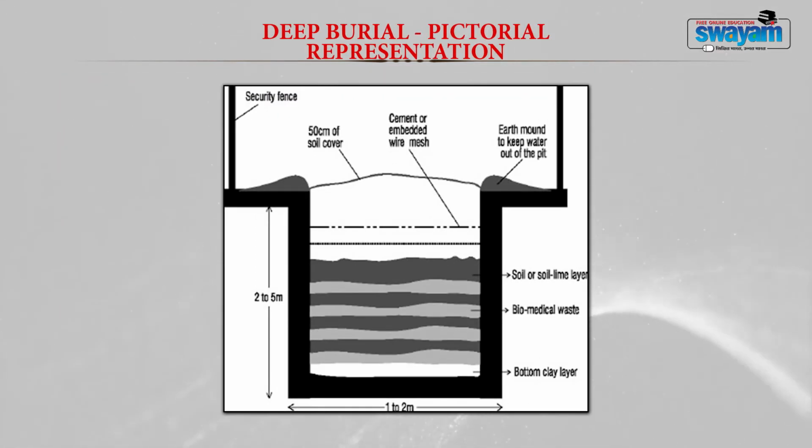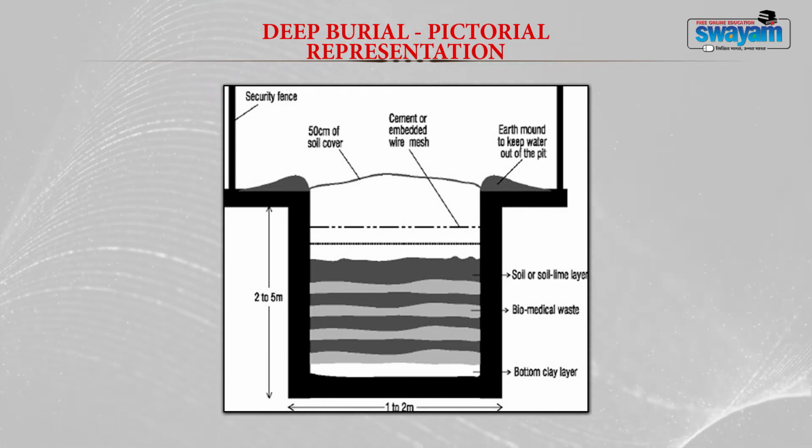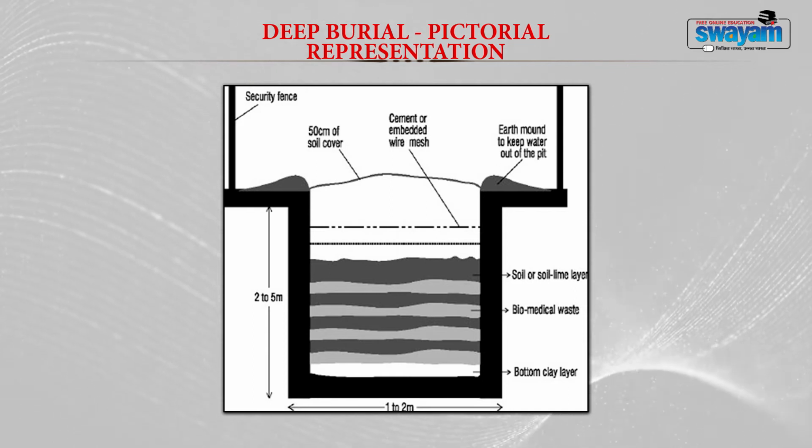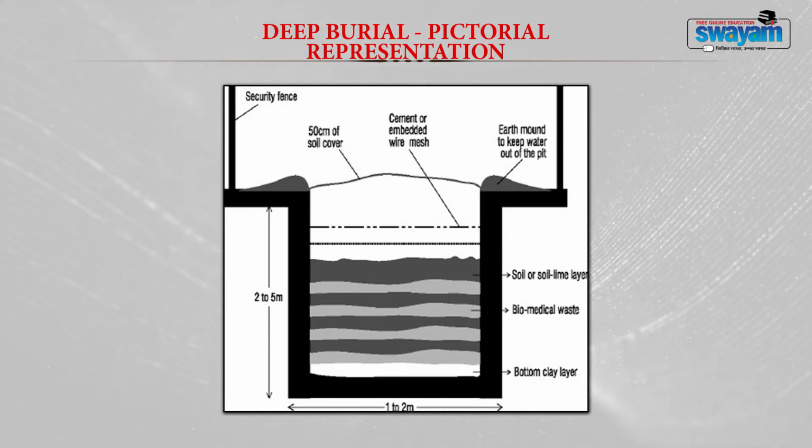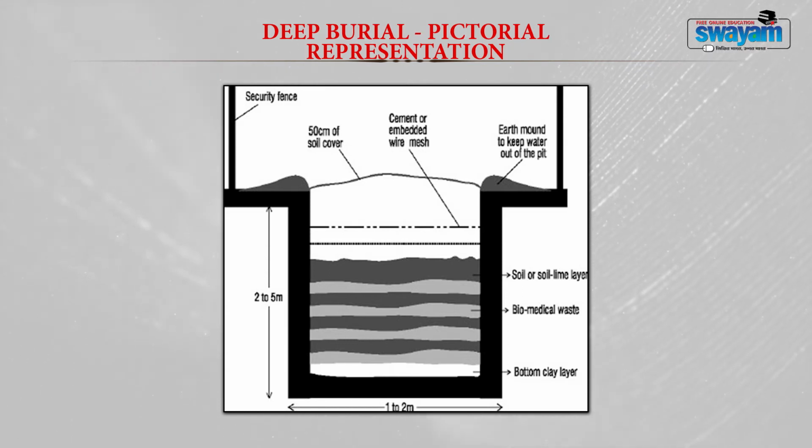Now, in this image you can see how a deep burial pit actually works. At the bottom you have the waste that is being loaded, and once the waste is loaded, on top you add around 50 centimeters of lime, and on top of it you add soil. After you add soil, you cover it with galvanized iron or any wire mesh, and on top of it again spread 10 centimeters of soil. On the sides you can see a small bund that is being created, to avoid the spillage or overflow of water from these pits.